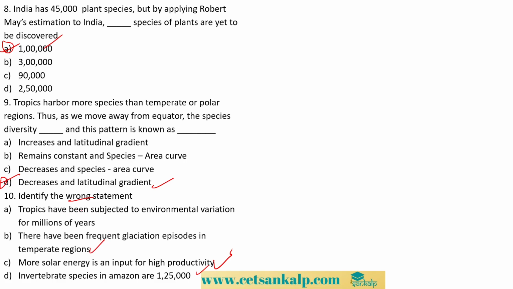But they say that tropics have been subjected to environmental variations for millions of years. This is the wrong statement. Tropics have remained fairly unchanged. They have remained constant for thousands of years, millions of years. Why have they remained unchanged? Because there was constant radiation, constant sunlight availability. As a result, they have remained unchanged. So we can say that A is the right answer here, the wrong statement.